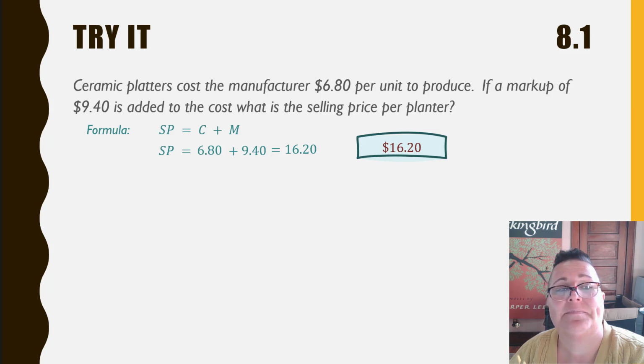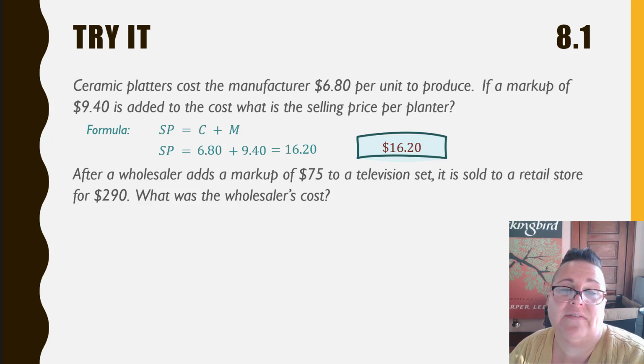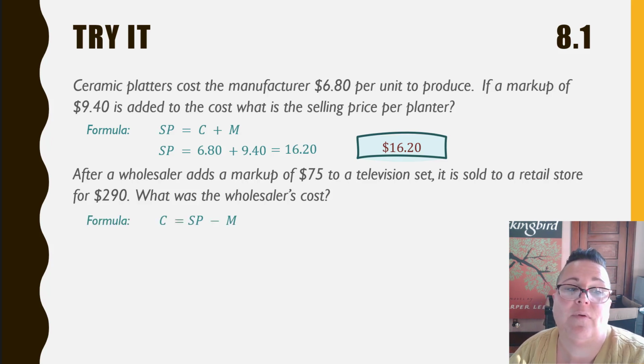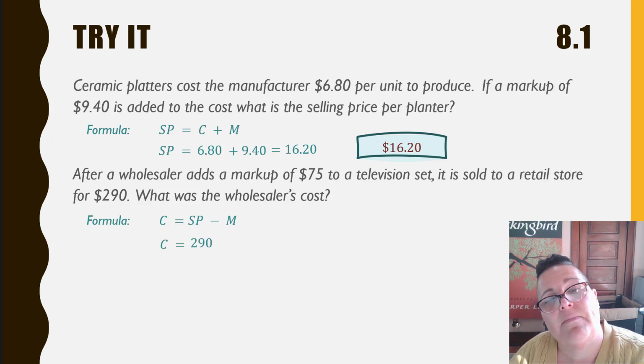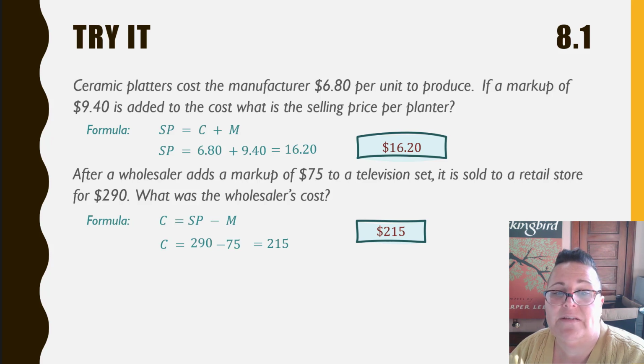Now, second problem. After a wholesaler adds a markup of $75 to a television set, it is sold to a retail store for $290. What was the wholesaler's cost? So we can say that cost is equal to the selling price minus the markup. I have simply subtracted markup from both sides of that initial equation to get cost is $290 minus $75, which is $215. Third one is just the other arrangement.